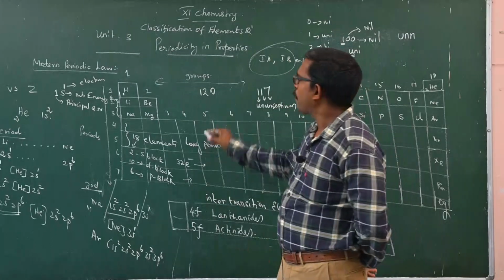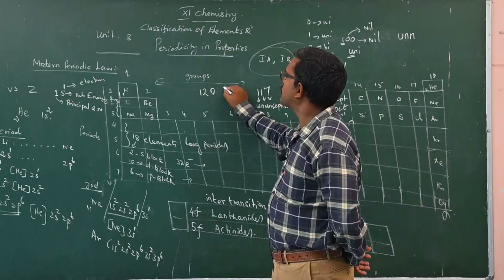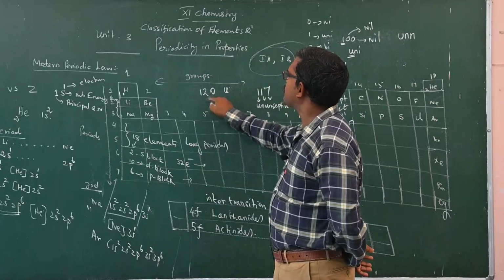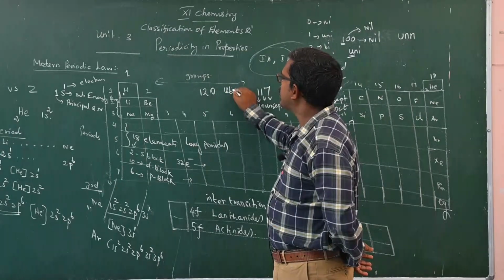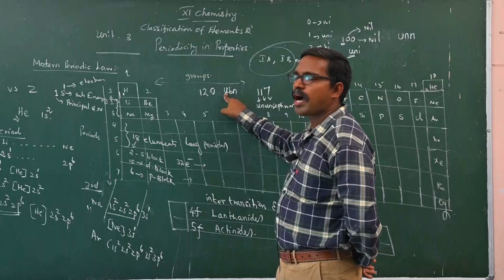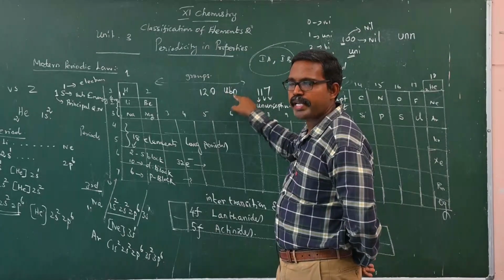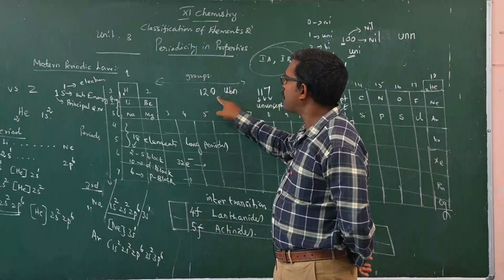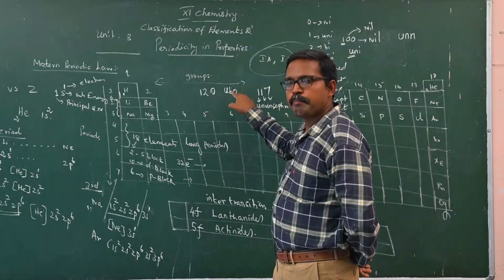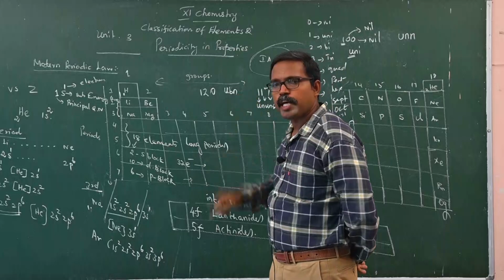120 is the element. What is the symbol for this element? UBN. Un bi nil. So the name of the element is unbinilium.